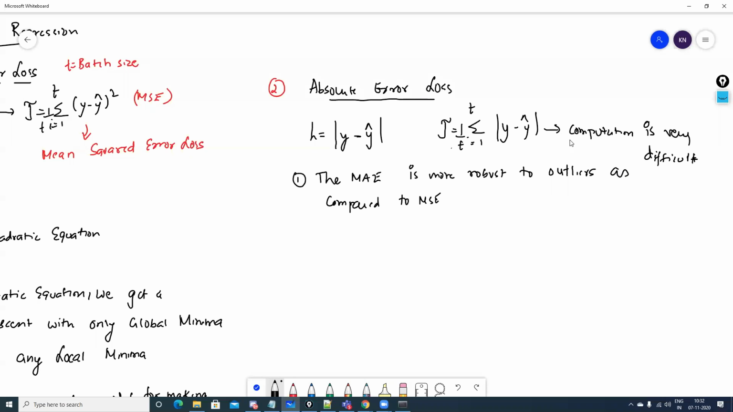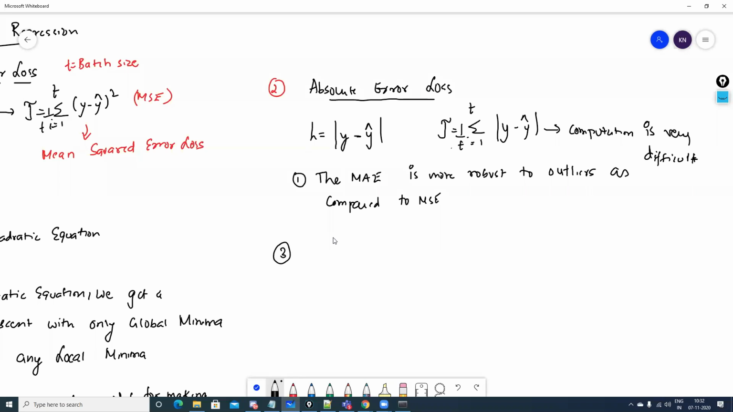The second terminology is that the major disadvantage that scientists have found out is that the computation of the modulus operation is very, very computationally expensive, right? So it is not that easy, and it will probably take more time to do this kind of computation. So these are the advantages and major disadvantages of mean absolute error. But really, guys, you just need to understand when to use what. That I'll definitely tell you.